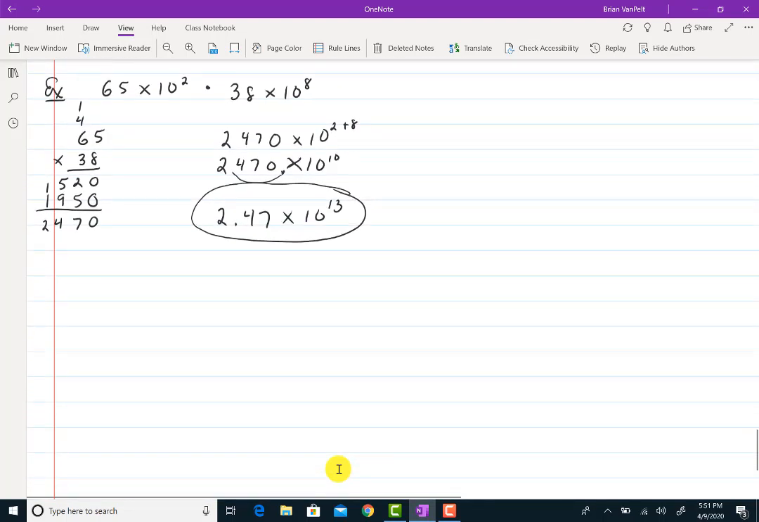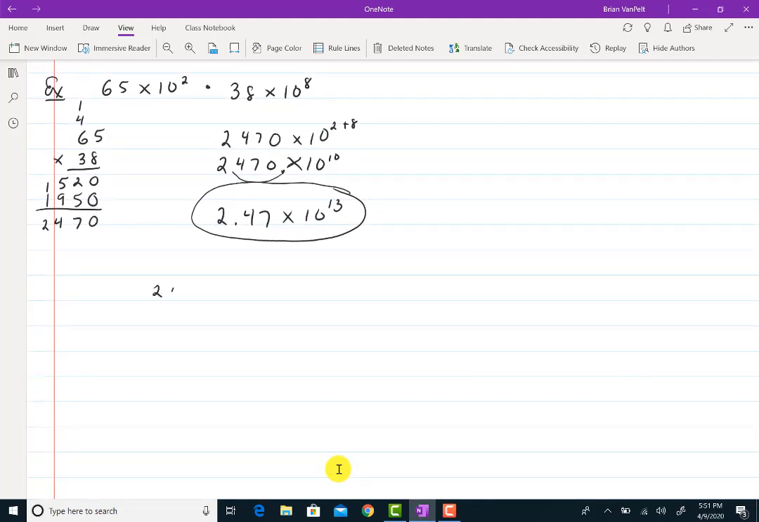Another way to look at this exact one, let me come back here. Maybe this might help you. Maybe it will help you to think of the 2470 as 2.470 times 10 to the third, because that way that would move the decimal to the right 3 places like you want. But then you still have a 10 to the 10th. So when you add the exponents on the tens, you get 2.47. You don't need the 0, times 10 to the 13th power.